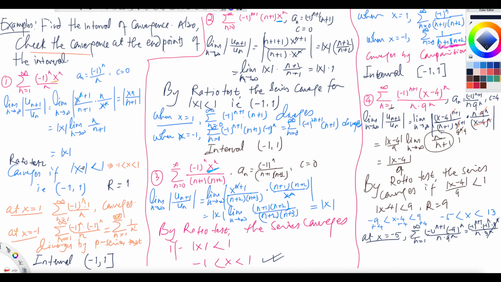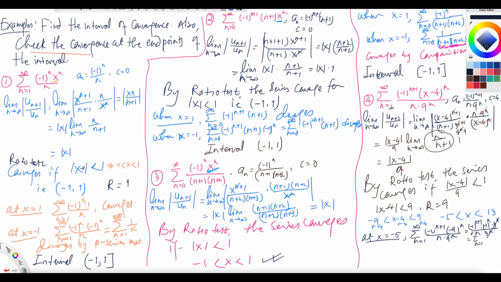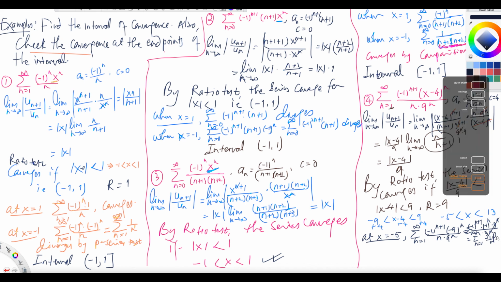At x equals −5, the sum from n equals 1 to infinity of −1 over n diverges. It is not an alternating series. You can move the negative sign to the front, and then you see that it diverges by the p-series test.